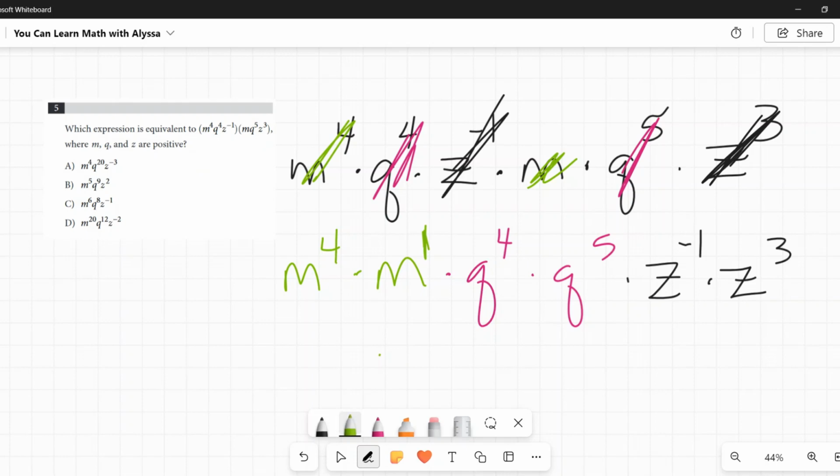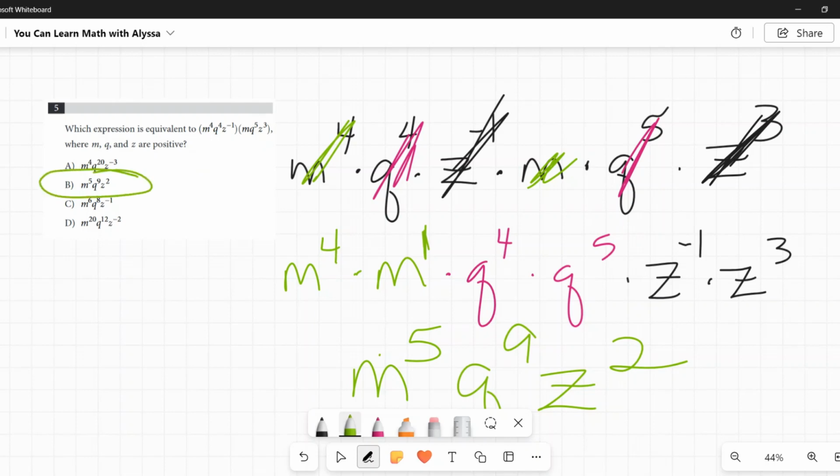So let's go ahead and do that. M to the fourth times m, 4 plus 1 is 5. So that's m to the fifth. Q to the fourth times q to the fifth, 4 plus 5 is 9. So that's q to the ninth. Z to the negative 1 times z cubed, negative 1 plus 3 is 2, z squared. So m to the fifth, q to the ninth, z squared. And there we go. It is B. That is our answer.